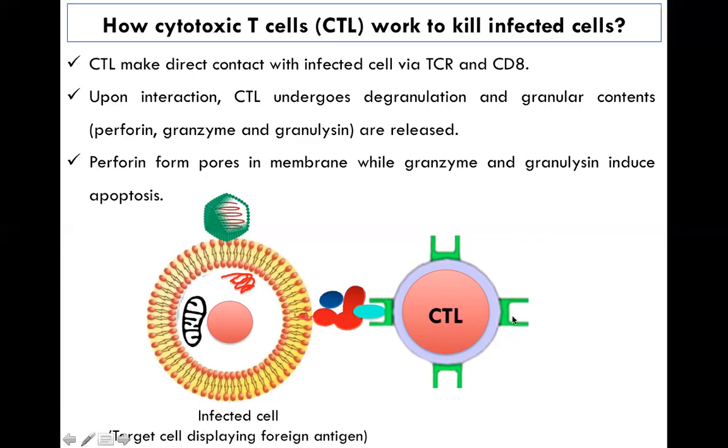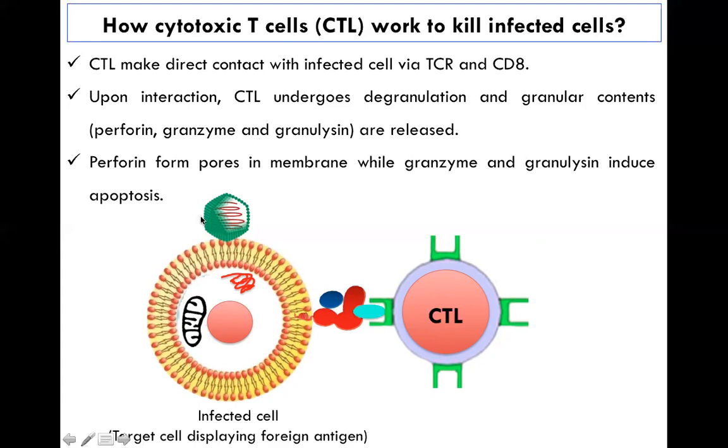So what we have talked about so far is that the target cell, the infected cell displaying the foreign antigens, makes direct contact with the CTL via the TCR and the co-receptor, which in this case is CD8. Upon the interaction, the CTL, the cytotoxic T cell, undergoes degranulation, and the granules, which contain perforins, granzymes, and granulysins, are released.